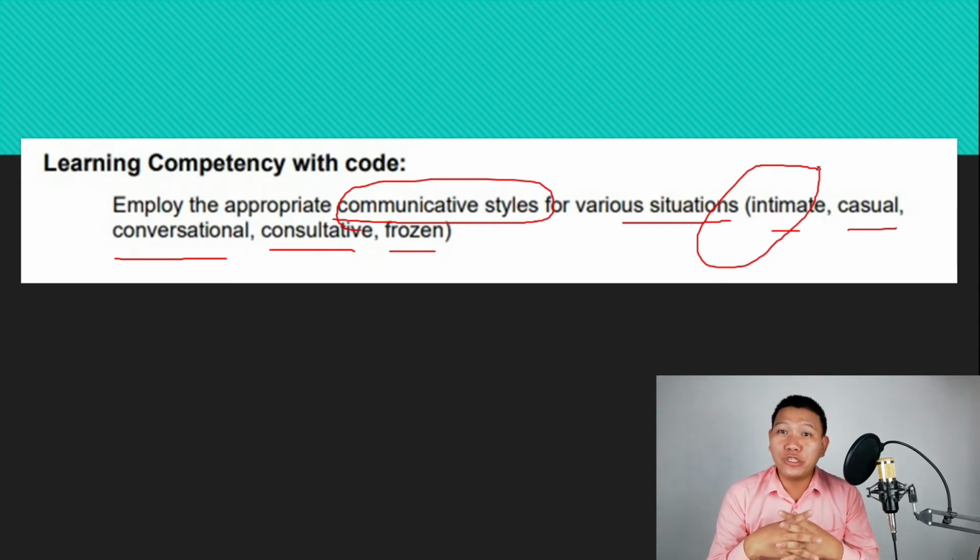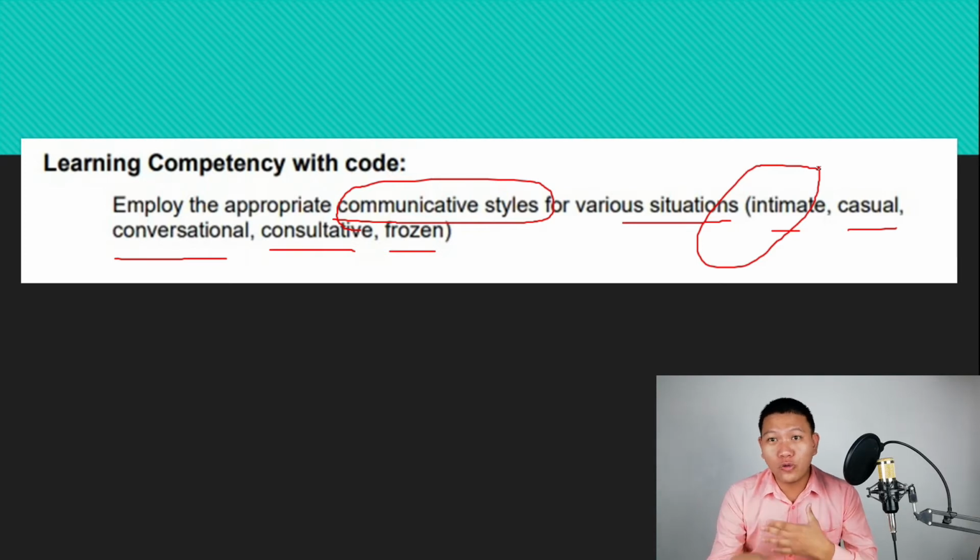And then conversational, just when we talk to other people, conversational words, we don't have to use highfalutin English words, professional terms, or whatsoever. Conversational. We also have consultative. The root word is consult. So let's say I am a student and I want to ask something to my teacher. I want to consult something. My choice of words also is different.